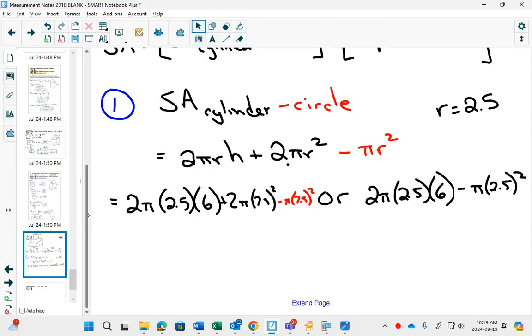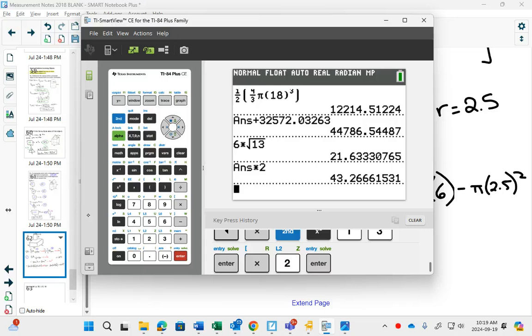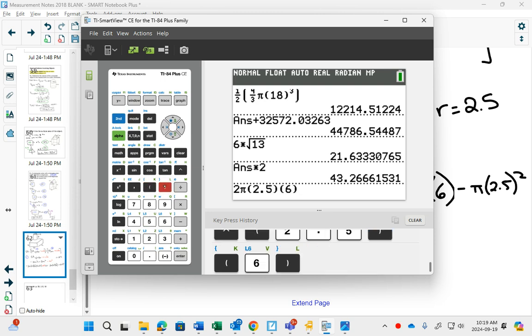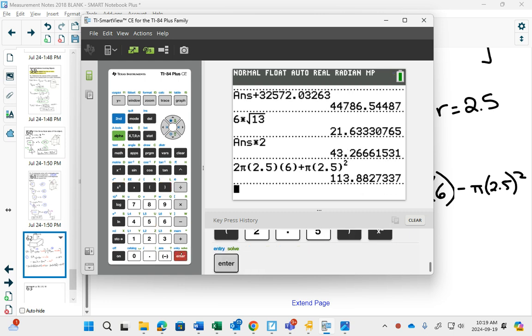So we can type either one of these in. The nice thing about simplifying it is there's less to type into your calculator. So you can go 2 pi, the radius is 2.5, bracket, the height is 6, plus pi, and then radius 2.5 squared, 113.8.